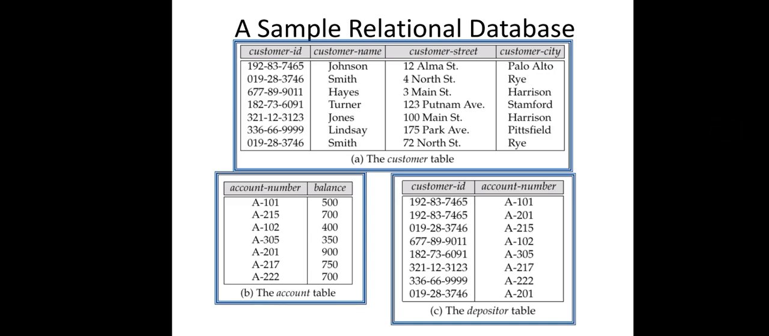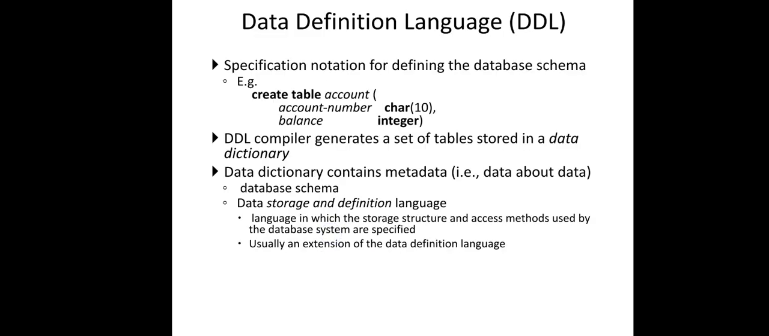Let's see how by programming we construct that database. For construction of such type of database, we require 4 components of DBMS, that is DDL, DML, DCL and TCL. DDL is the data definition language, DML is the data manipulation language, DCL is the data control language, and TCL is the transaction control language.